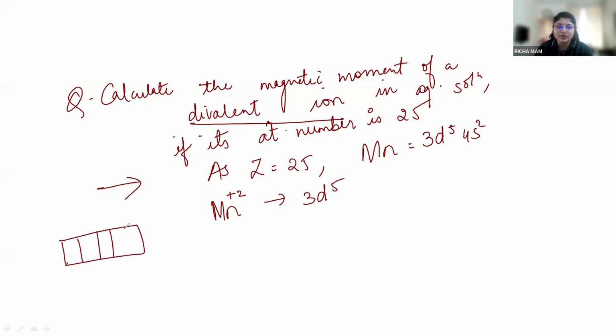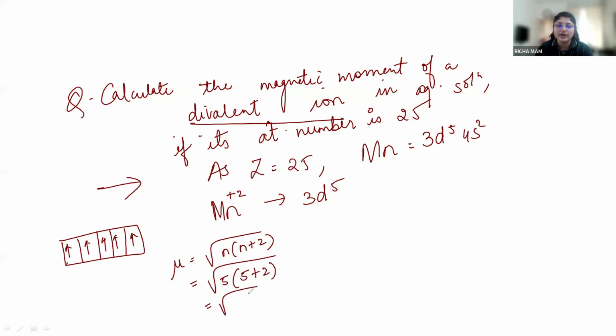So it will be 1, 2, 3, 4, and 5. So the number of unpaired electrons is 5. So mu is equal to square root of n into n plus 2. So 5 into 5 plus 2, so it is 5 into 7, so it is 35. After solving, how much are you getting?